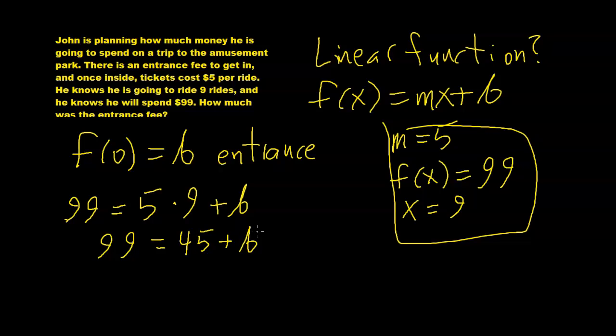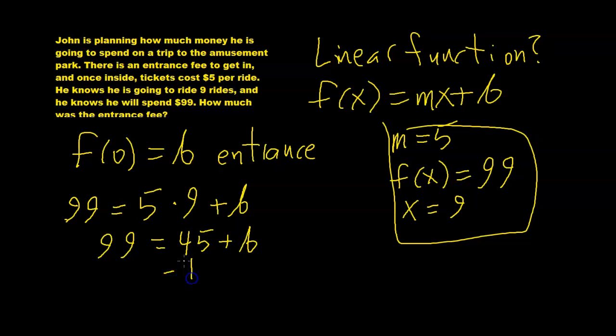Let's stop here to think about this and make sure it makes sense. He spends $99. He has two components of his cost: the money he spends on rides, and the entrance fee that he spends to get in. If tickets cost $5 per ride and he rides 9 rides, he spends 5 times 9, $45 on tickets. He also had to pay the entrance fee. And he spent $99 in total, so his cost of $99 is equal to the entrance fee plus how much he spends on tickets.